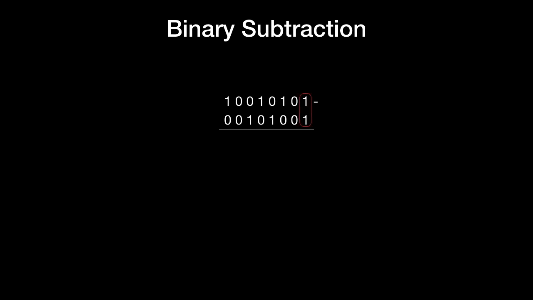We have to start with the least significant bit. So 1 minus 1 is 0. 0 minus 0 is 0. 1 minus 0 is 1. 0 minus 1 does not work. It's the same as in the decimal system, except for the value. In the decimal system you borrow 10, but in binary you borrow only 2, because it's base 2 and not base 10. So 2 minus 1 is 1.